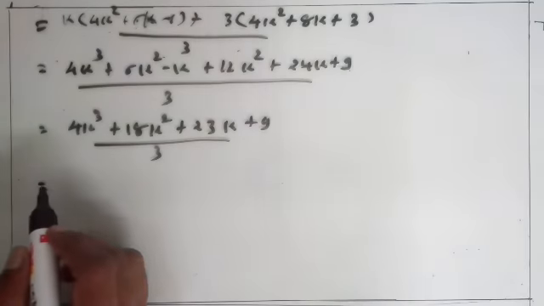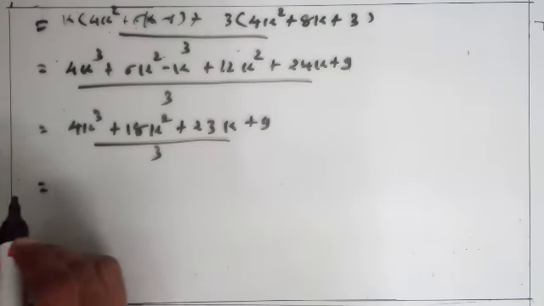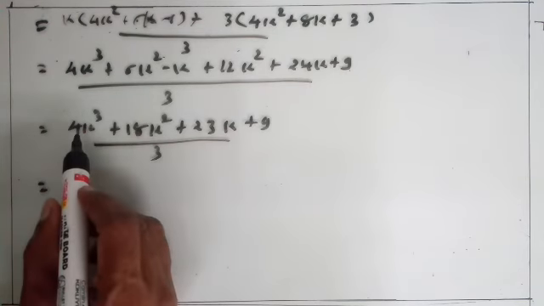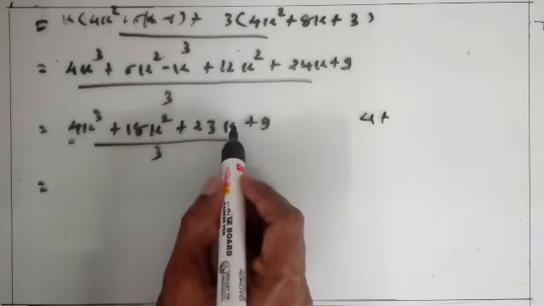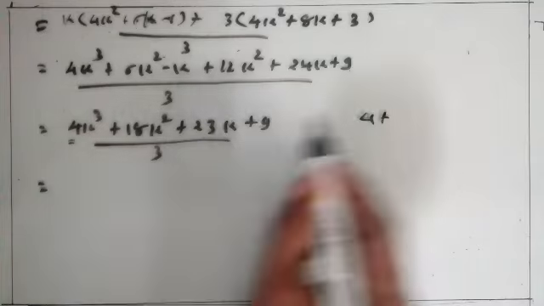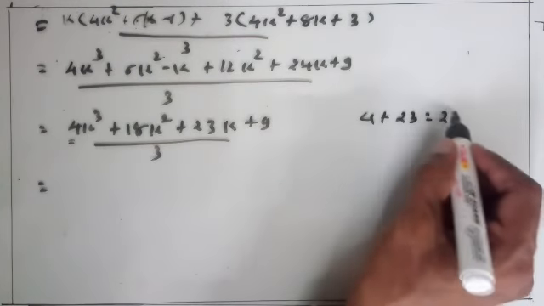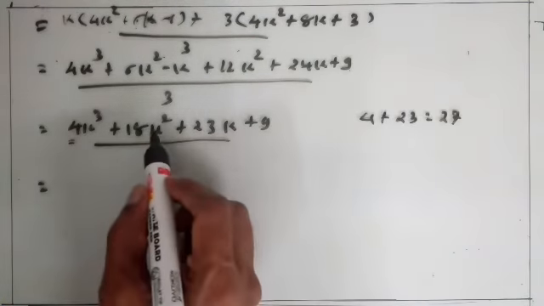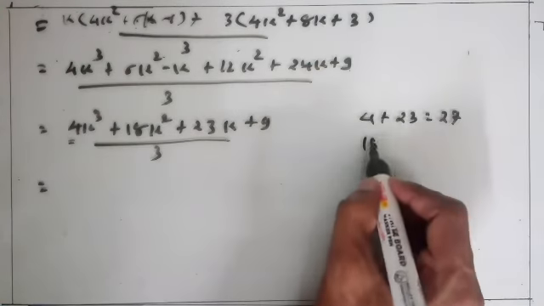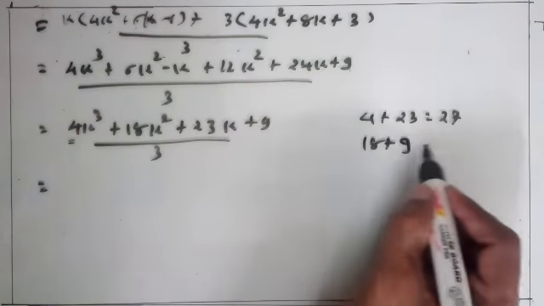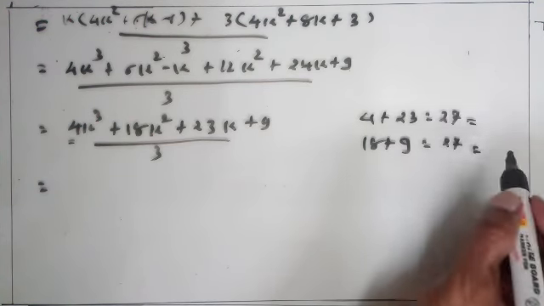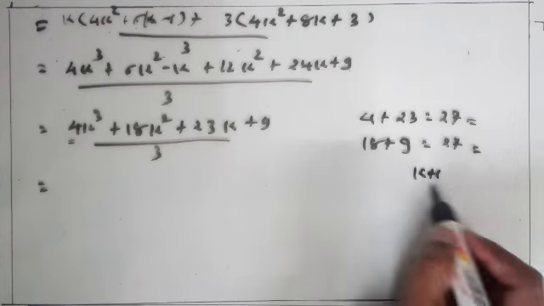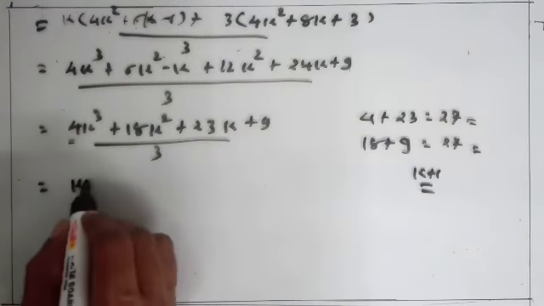Now think, what is the factor of this? We know that the sum of coefficients of odd terms: here 4 plus the odd term k raised to 1, coefficient 23, so it becomes 27, and the coefficient of even terms: k square, coefficient 18, plus constant term 9, becomes 27, equal. Clear? So the first factor is k plus 1.